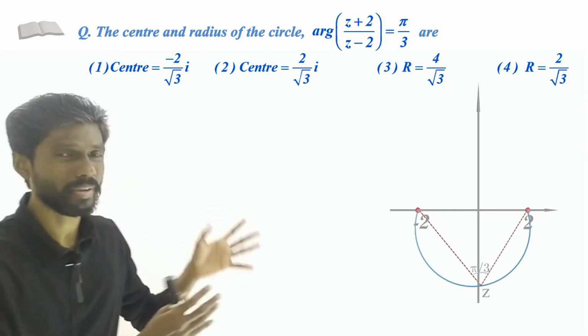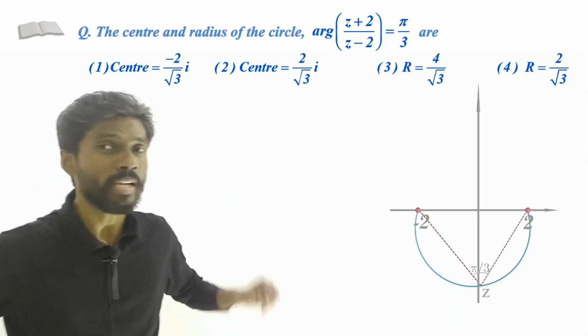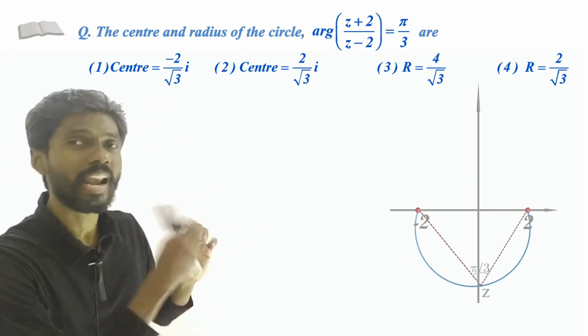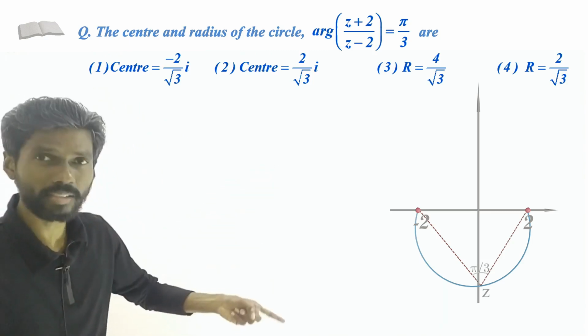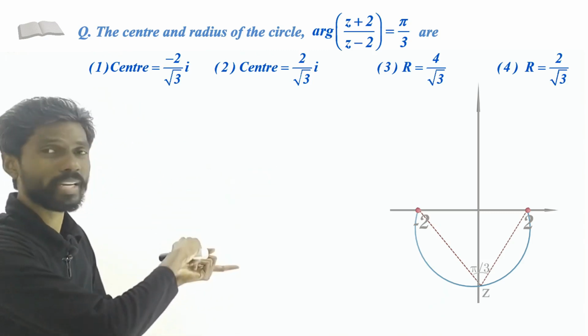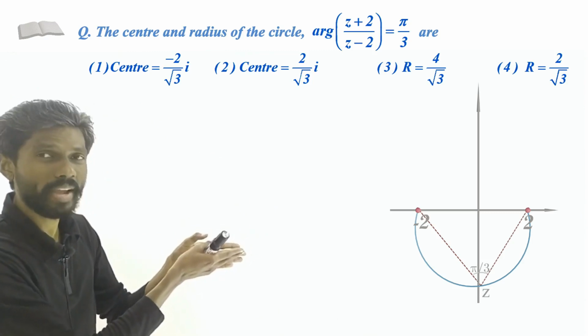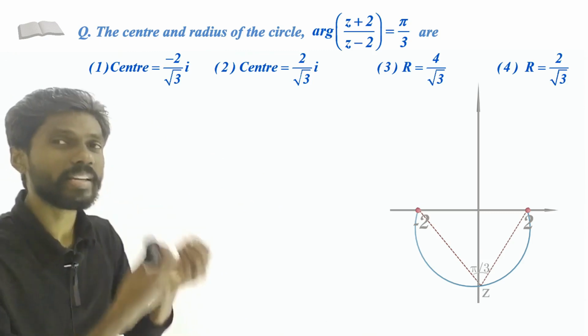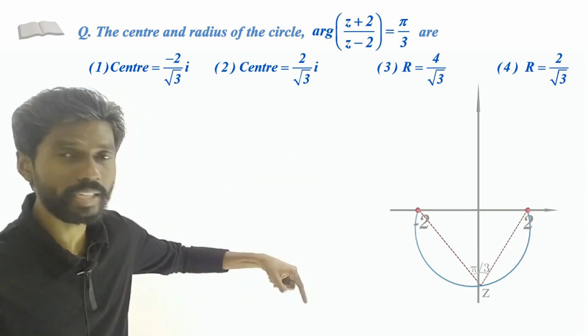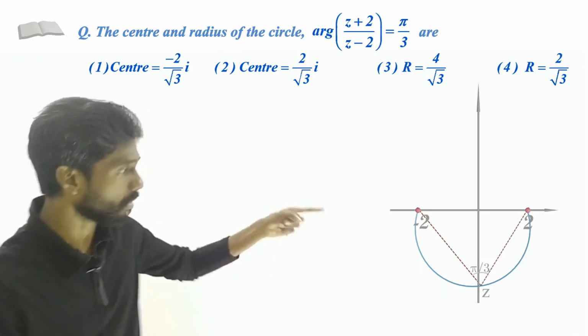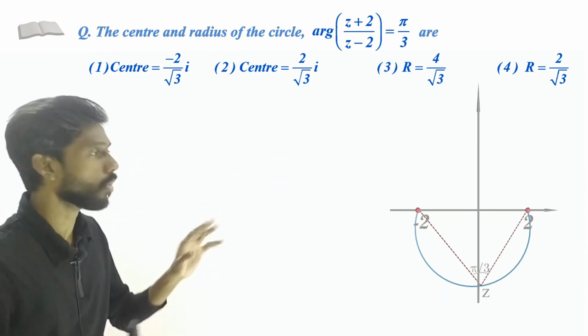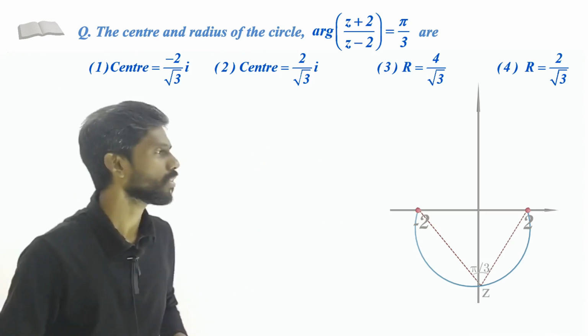Now this is very easy, because from simple geometry, the center by symmetry lies on the y-axis, since this is minus 2 and that is plus 2. Where exactly on the y-axis is what we have to find. It is on the negative y-axis, but what is that value? So you have to find the exact position. Let us use the basic geometry.